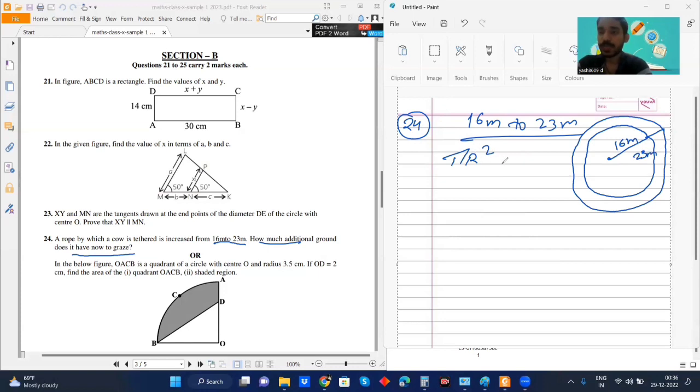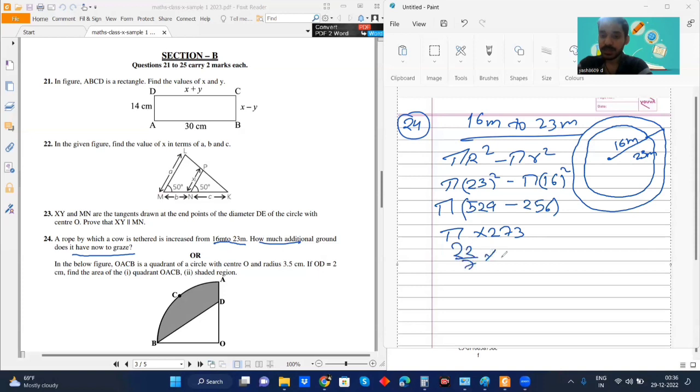So the area of the bigger radius minus the area of the smaller radius. So pi into 23 square minus pi into 16 square. So 23 square is nothing but 529 and 16 square is 256, and we take pi common. So my answer is pi into 273. If I consider pi as 22 by 7, so my answer comes out to be 858 meters square. Okay.